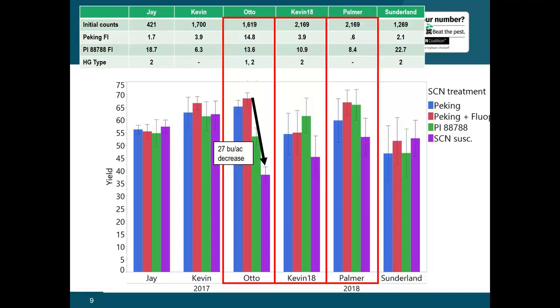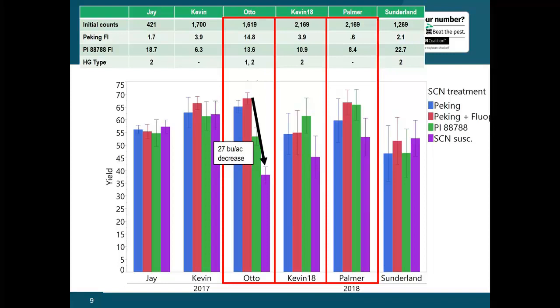Okay? So this is the question. We have populations here. We have HG types basically. So this denotes HG type 2 means that 88788 will support reproduction of SCN in this field. We had low populations, no yield response, probably related to the population here, okay?